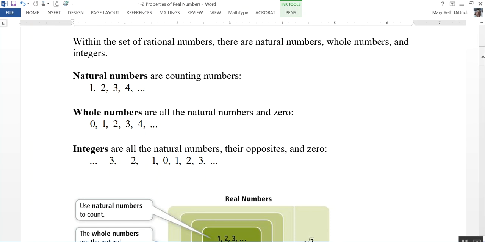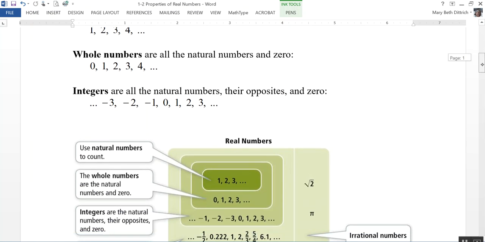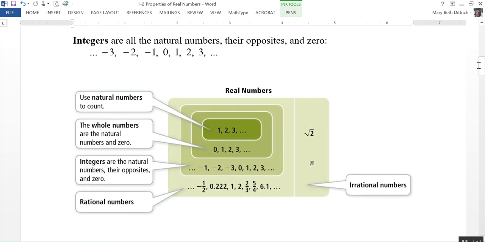Here is a diagram from your textbook, which is actually a good visual representation of what's going on. So the whole big light green box is the set of real numbers. On this side, these are all the rational numbers, and this area over here are the irrational numbers. And then you can see that natural numbers is a subset within the whole numbers. Whole numbers are a subset within integers, and integers is a subset within rational numbers.